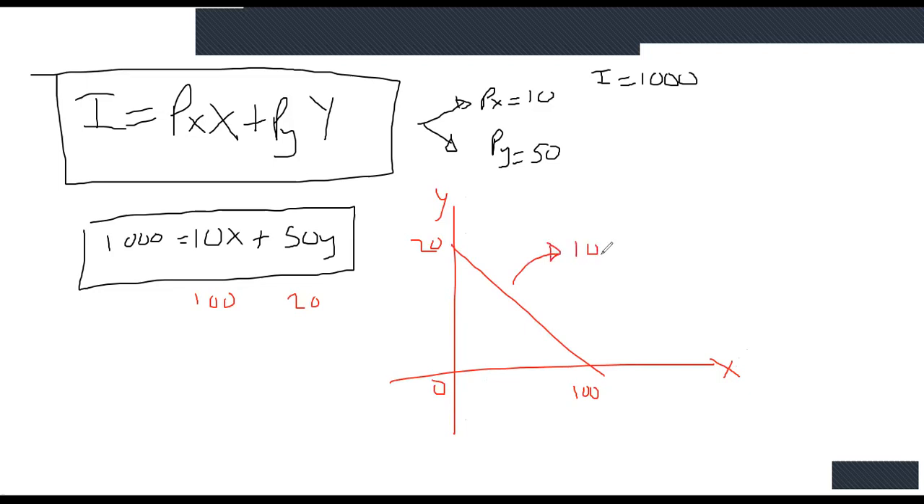So 1,000 is equal to what? 10x plus what? 50y.